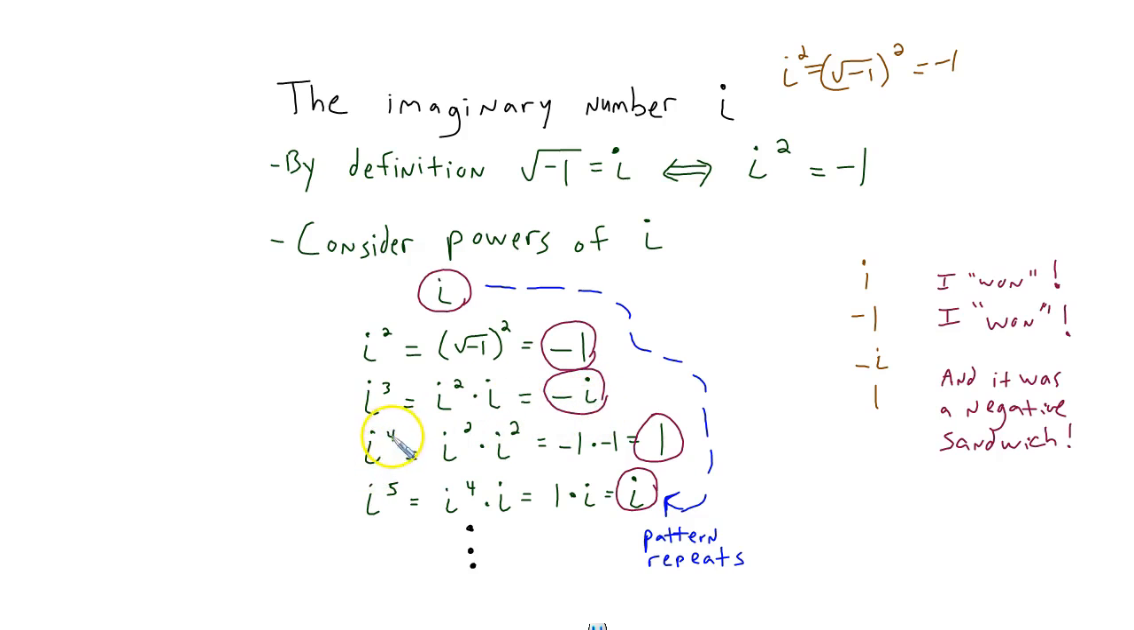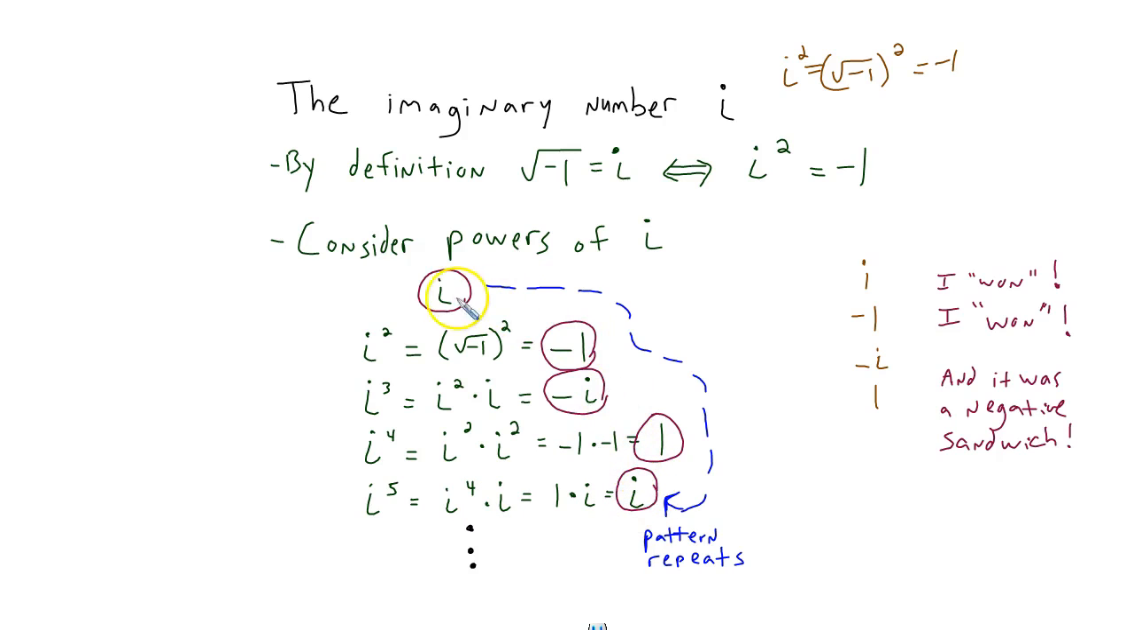We can think of i to the fourth as i squared times i squared. Well, i squared we already defined as -1. So it'd be -1 times -1. Negative times a negative is positive. So we get +1. So far we've got i, -1, -i, 1. And with i to the fifth, we can think of this as i to the fourth times i, because i to the fourth times i is i to the fifth. And i to the fourth we just defined to be 1. 1 times i is i.